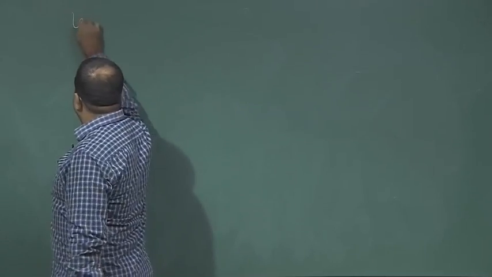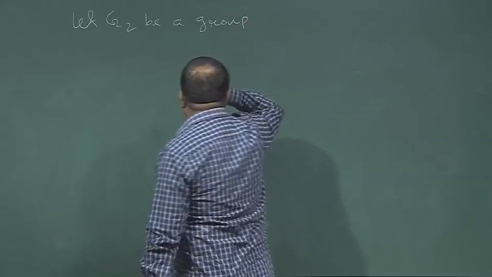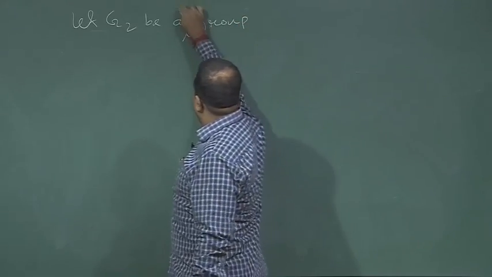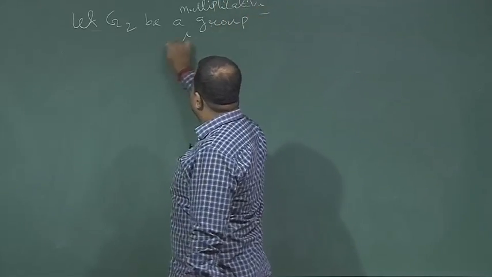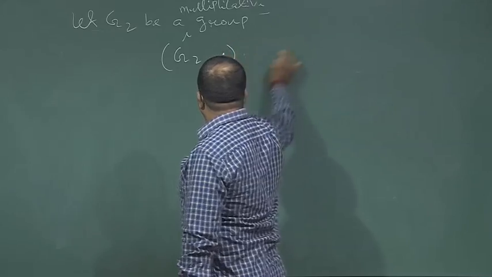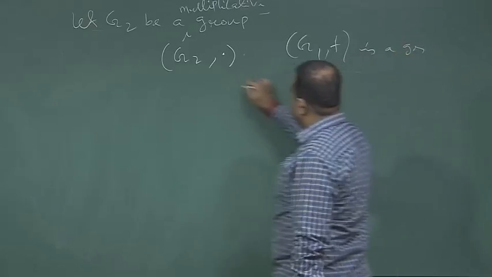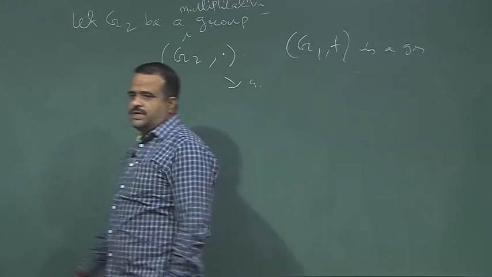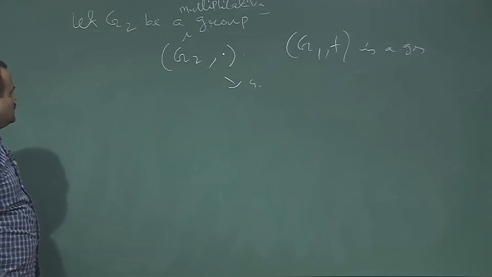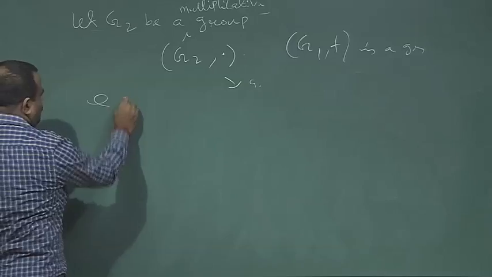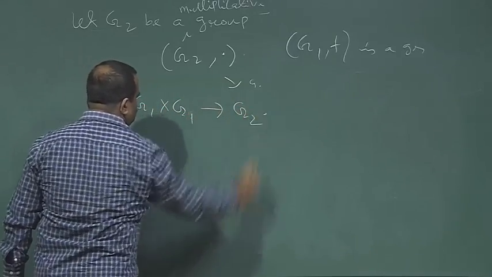We have another group G2, a cyclic group, let G2 be a multiplicative group. Multiplicative group means the operation is in the multiplicative sense. G1 is basically in the plus sense, and it is also a group. So, we have two groups G1 and G2. Now we define a function E which is from G1 cross G1 to G2.